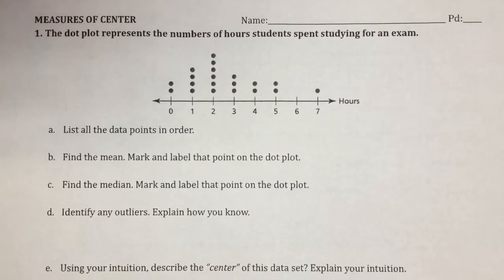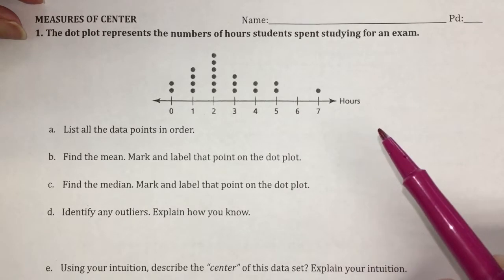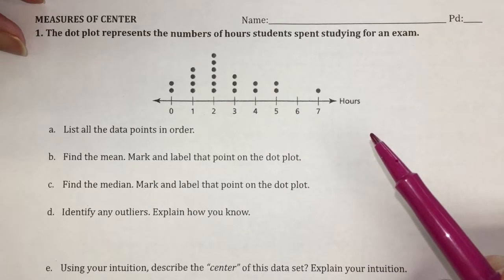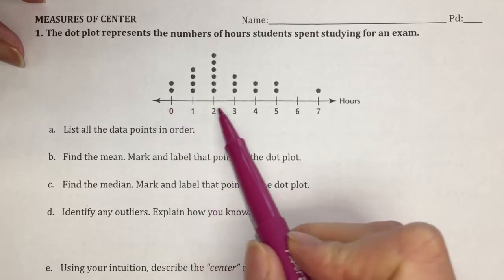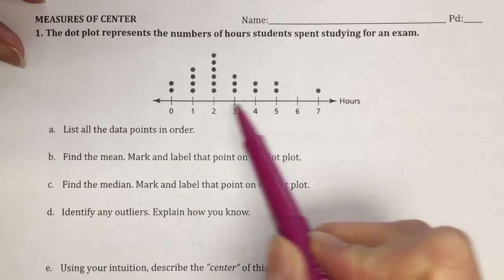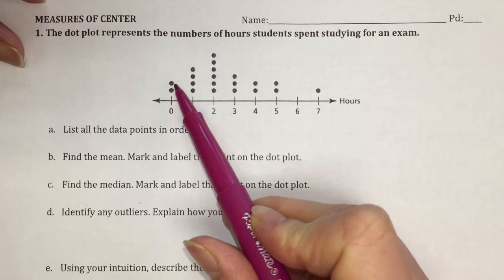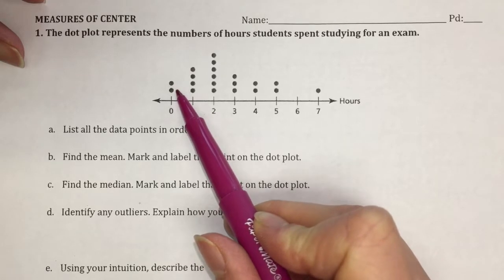Today's goal is to find the center of a data set. Here we have a dot plot that represents the number of hours students spent studying for an exam. As you can see, there's a number line at the bottom, and that number line tells us number of hours. So here, someone could have studied 0 hours. How many people studied 0 hours? 2. There's 2 dots. Each dot represents 1 person.